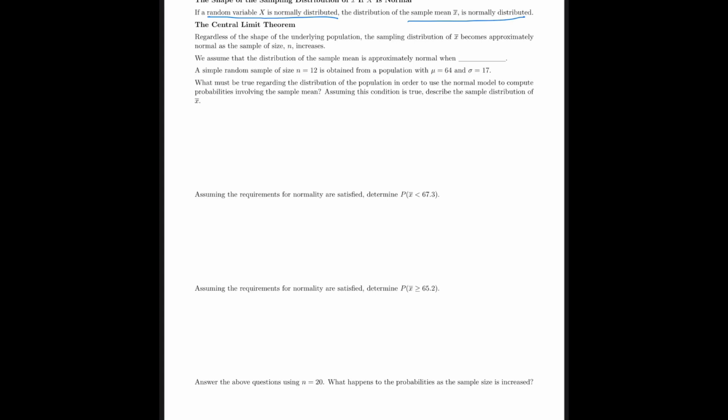The central limit theorem, though, allows us to take this even further and say that regardless of the shape of the underlying population, so no matter how skewed it is, the sampling distribution of x bar will become approximately normal as the sample size n increases. So that's the central limit theorem. We assume that the distribution of the sample mean is approximately normal when n is greater than or equal to 30. So we use 30 as that bar for the sample size to guarantee that our sampling distribution will be approximately normal. Because if we have approximately normal data, then we can use it to calculate probabilities, which will be very useful when it comes to doing inferential statistics.